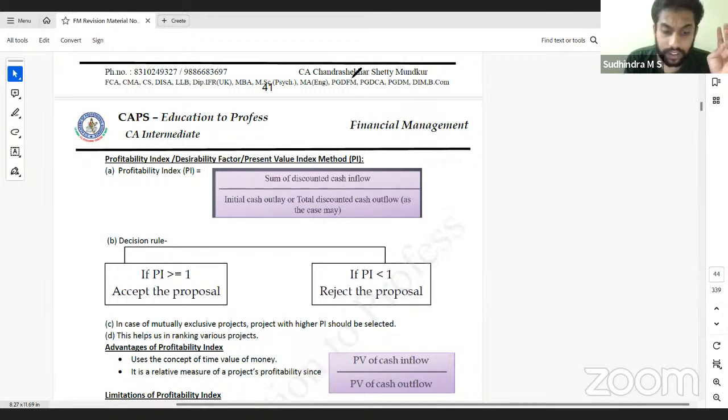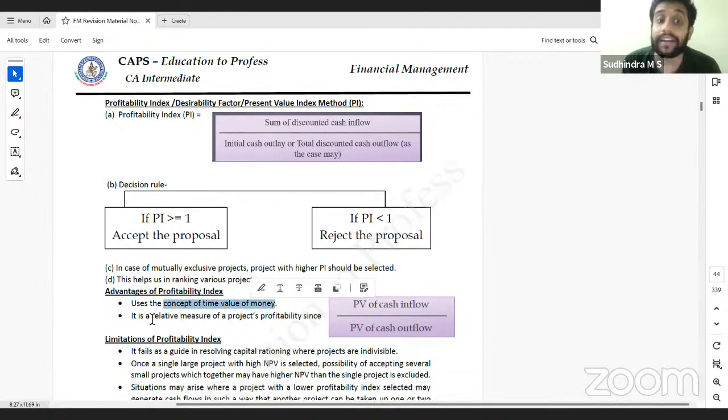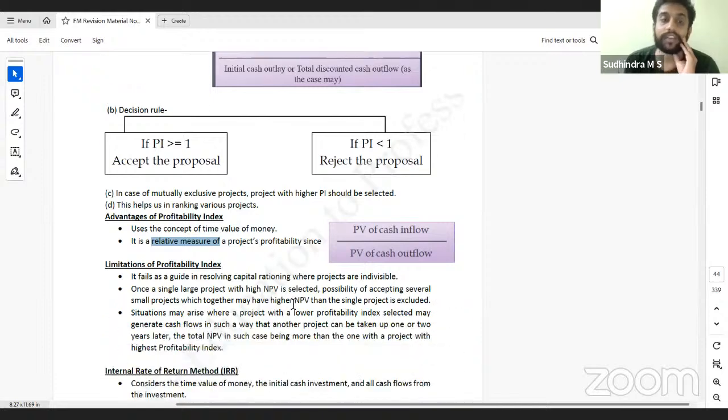Advantages. What are the advantages of this? It uses time value of money. That we have to write in all discounted cash flow techniques. It uses time value of money and it's a relative measure. Therefore, the project acceptance or rejection will be based on it even after considering the size of operations as well.